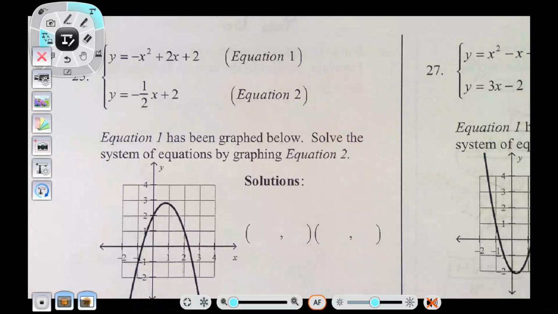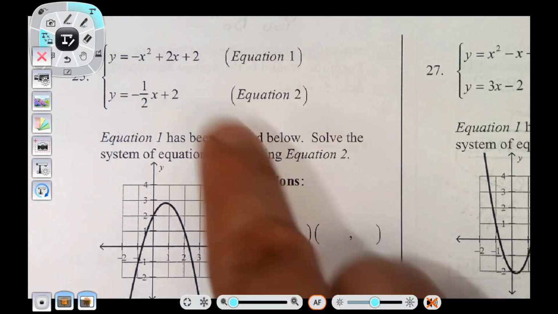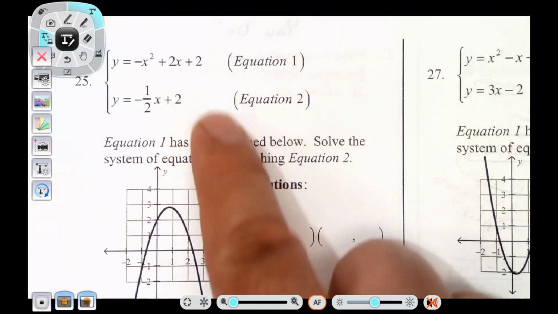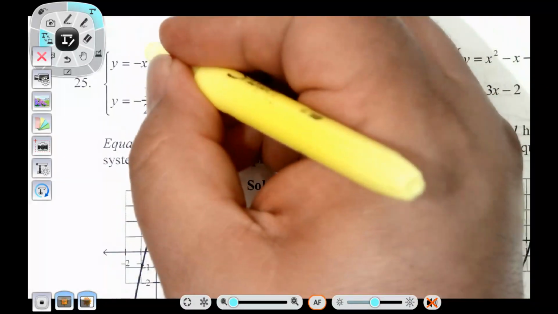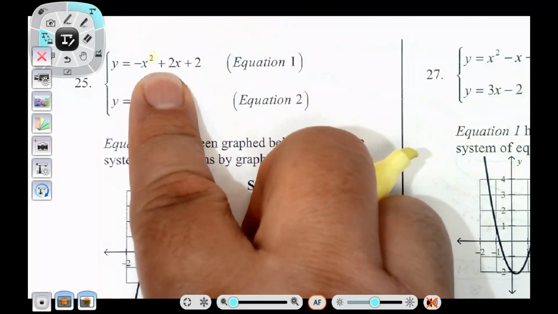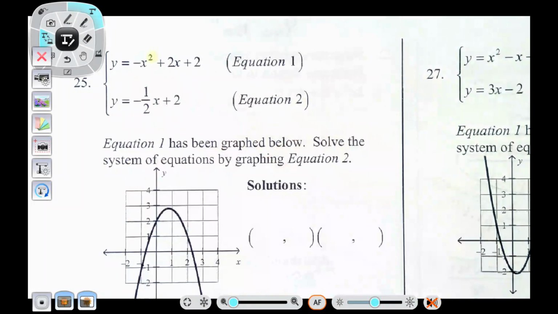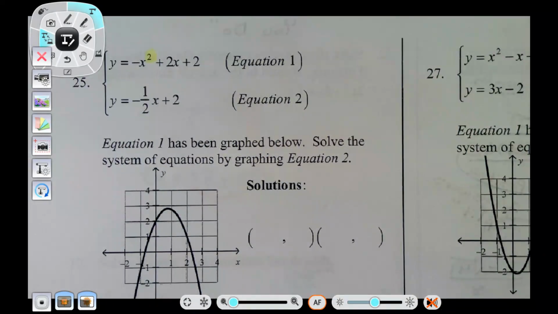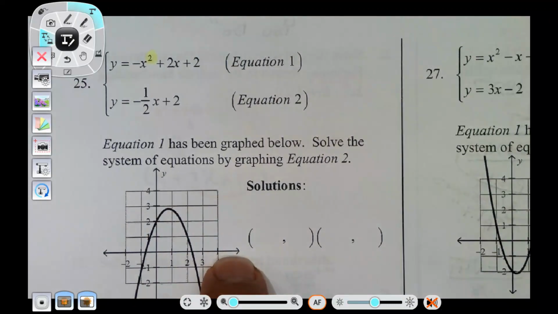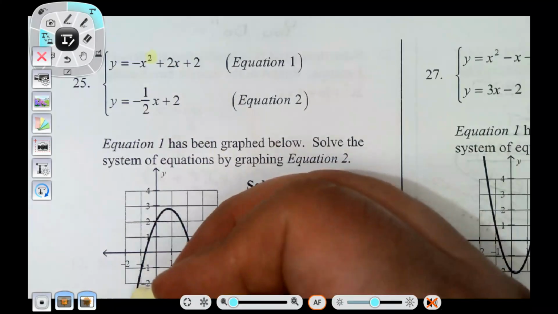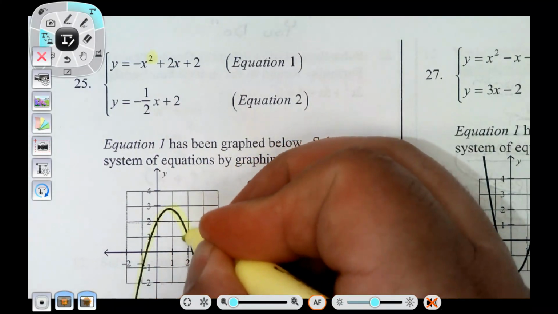All right, now on page 32, we do have a system. Now notice we do have a quadratic, and we know it's a quadratic because it has a power of 2 there. But if you look carefully, we already have a quadratic drawn here. So if that's our quadratic, then that means they already drew it for me.